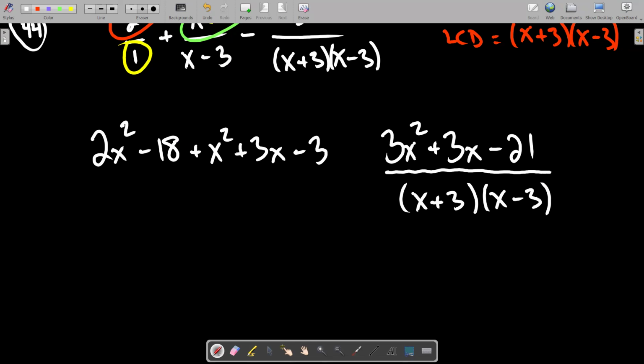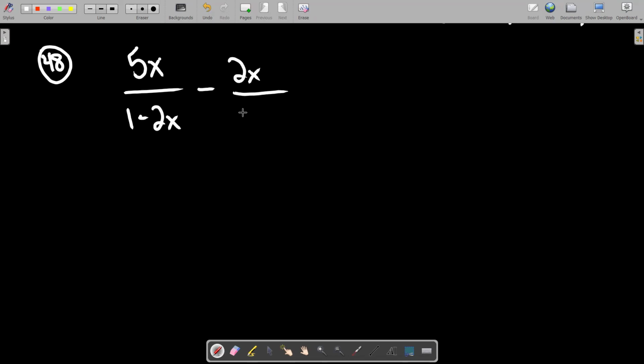All right, last one, guys, 48. What are some things that catch your eye? There should be 2. 4x squared minus 1 is a difference of squares. Let's get that out of the way right now. So what does that factor down into?